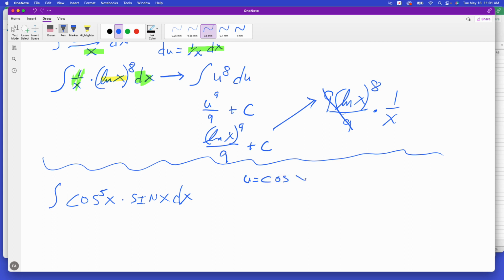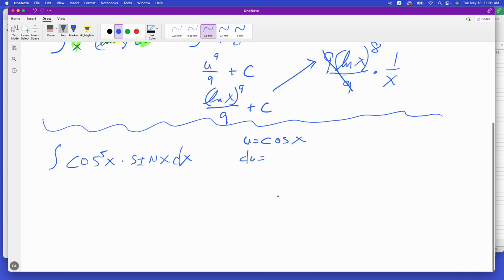So u is cosine of x. And then we know du, if we use that same rule we used up there for the other one, that same rule tells us that we'd want this to be negative sine of x, and don't forget your dx. Now, if you notice, I have all those pieces. I have the cosine of x, which is right there, so now I'm going to have u to the 5th power. And I also have sine of x dx right there. Okay, so I have those two pieces.